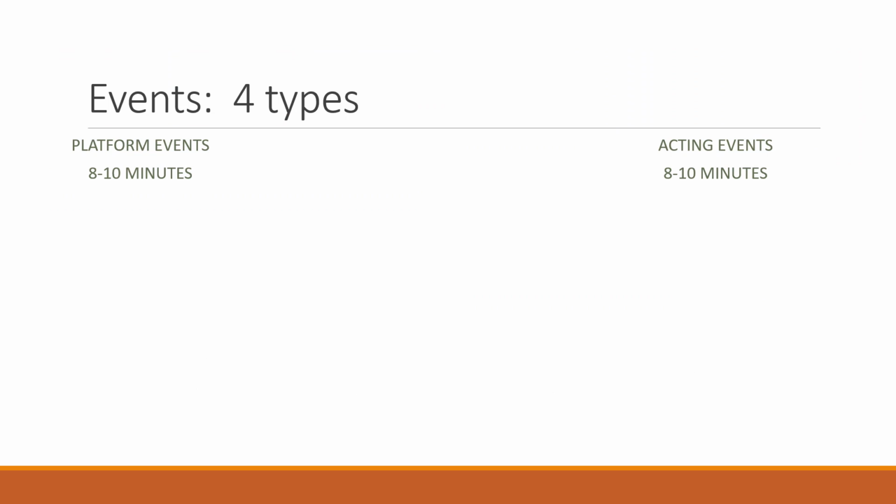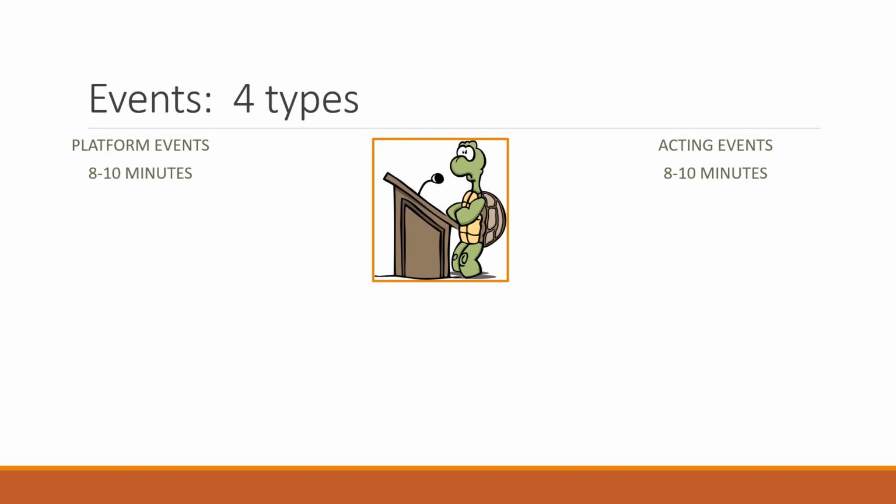So this is a quick tutorial for if your instructor hasn't talked about this yet, or maybe you've gone to one tournament, but you still don't really know what's happening. I'm going to quickly go over the four different types of events that you would find in competition. So the first type of event would be the platform events. And the platform events, for the most part, are 8 to 10 minutes in length, usually somewhere between those.